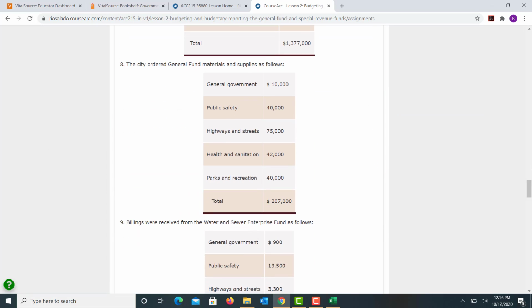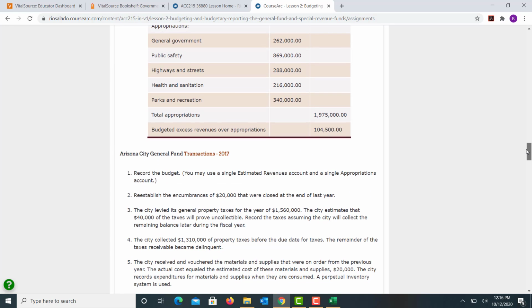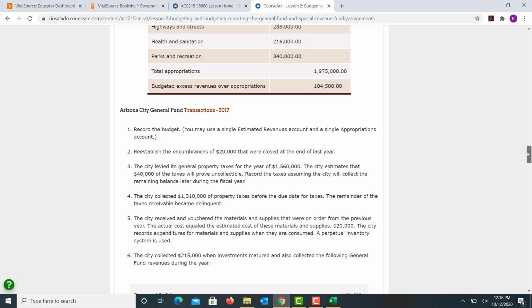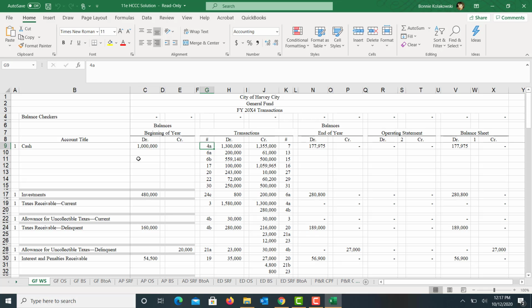So problem 3 here is based on transactions you learned in chapter 4. So the very first part is you're going to download your template. And your template is going to be blank. I already have the answers filled in my sample case here for Harvey City. This is not the same set of numbers that you have for your book.